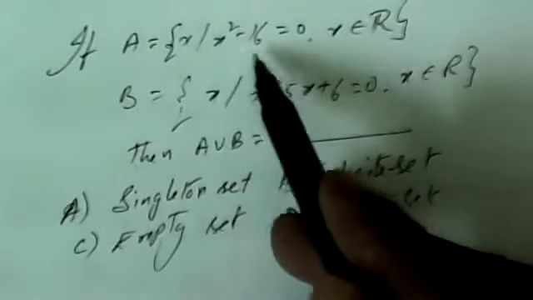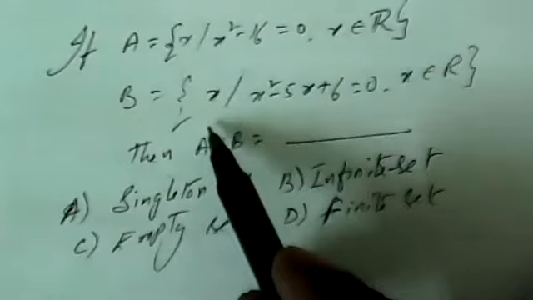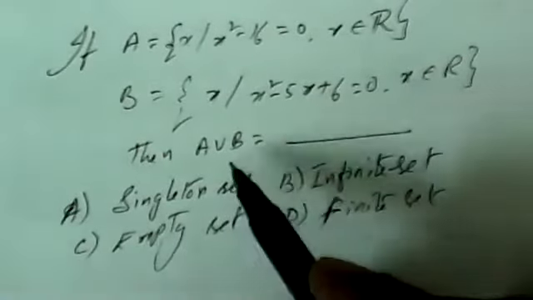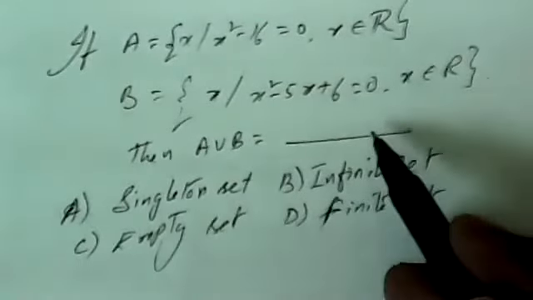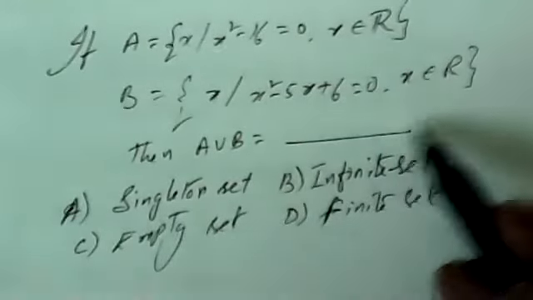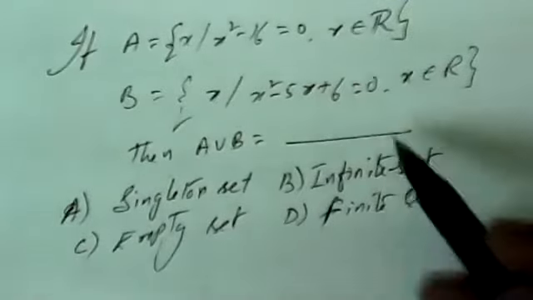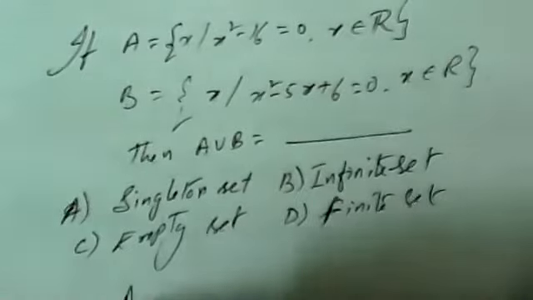A is the set of all elements x such that x square minus 16 is equal to 0, x belongs to real numbers. B is the set of all elements x such that x square minus 5x plus 6 is equal to 0, x belongs to R. Then A union B is how much? And is it a singleton set? If it contains one element, it is a singleton. If it contains infinitely many, it is infinite. Only countable elements, finite set. No elements, it is the empty set. So let us see.